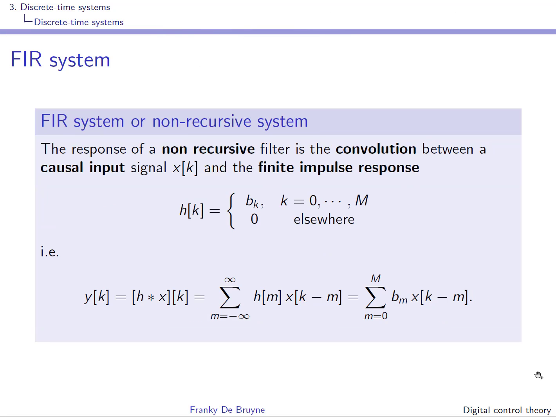Another way to see this is, well, if we assume that the impulse response is finite, in the sense that h of k is equal to b k for k equal to 0 to M, and that the impulse response is 0 elsewhere, well, we can compute the response of this finite impulse response filter using the convolution sum that is given over here. Okay, and we replace h of m by its value b m, and it does not make sense to sum from minus infinity to infinity because there will be only M plus 1 indices that will be different from 0. So this yields the expression of what is called a finite impulse response filter, or a non-recursive system.